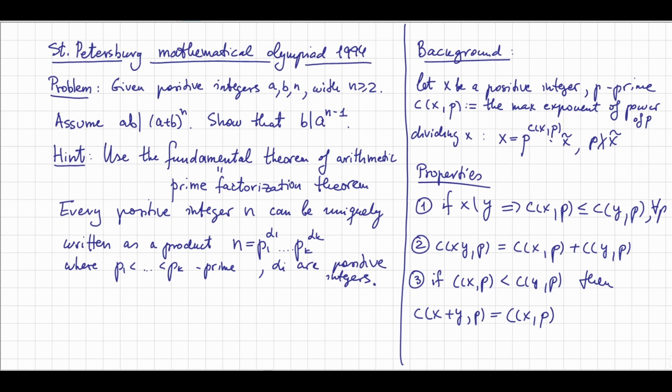Finally, before we proceed, let us note that we can strengthen the first property a little bit and make it an equivalence. That is, we can also go backwards. If c(x,p) is less than or equal to c(y,p) for all primes p, then we can conclude that x divides y. This is an important property which we'll use later. If you now want to try to solve this problem using the hint and the background information which we have given, hit the pause now, or else just wait and we'll proceed with the solution.